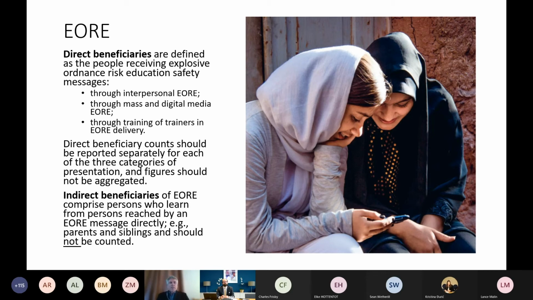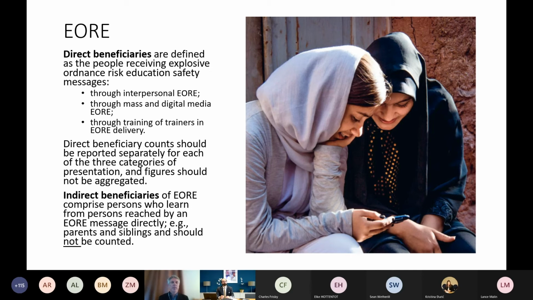So direct beneficiaries first, the definitions. We group them this time along the 3 main activities. So risk education through interpersonal means, secondly, using mass and digital media, and thirdly, as part of training, and it's training of trainers so that others can deliver risk education as well. We ask people to report separately for each of the 3 categories, because you can imagine if you lump them up, you have very big numbers on mass media, but smaller numbers of interpersonal EORE, and it just doesn't give the right full picture.